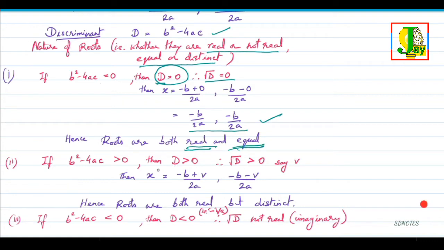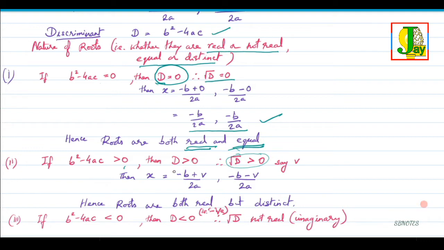Now when d is greater than 0, that means b square minus 4ac is greater than 0. So root over d will be a positive value, right? Root over a positive number. If d is a positive number, say 4, then root over 4 is 2. So root over d is 2.